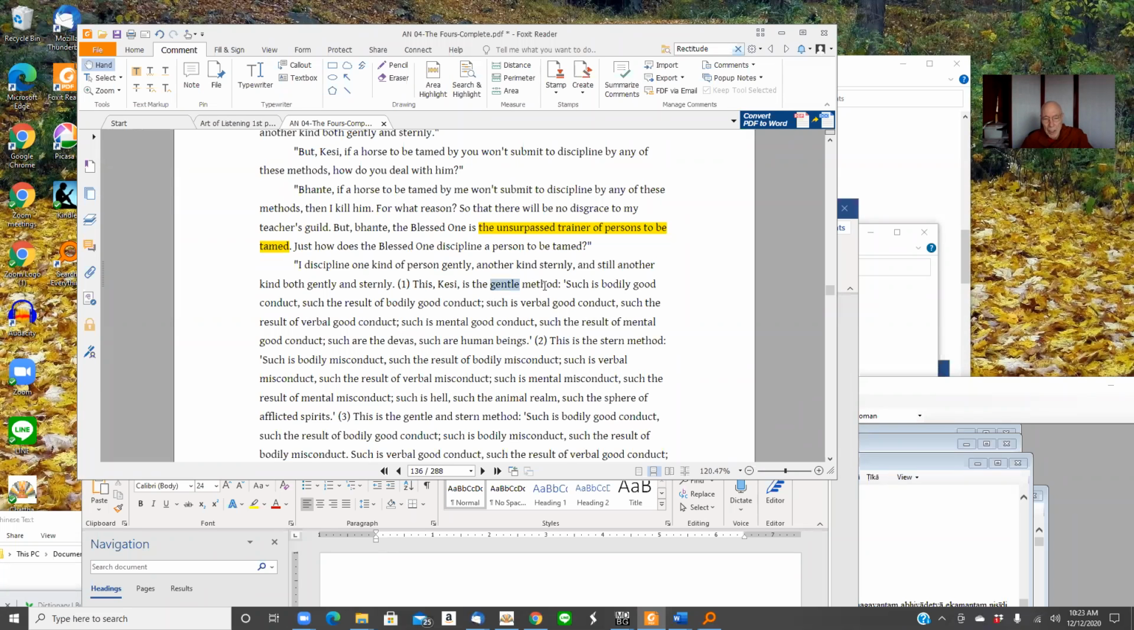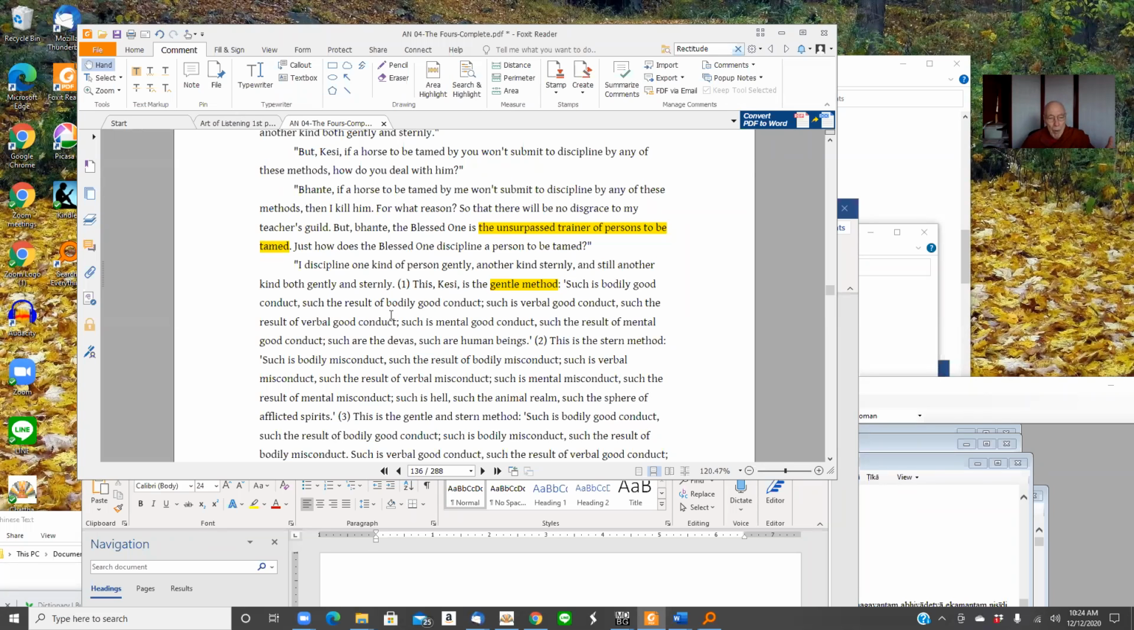Okay, so what is the gentle method? Here the Buddha just uses an example. He says, this is bodily good conduct, and this is the result of bodily good conduct. This is verbal good conduct. This is the result of verbal good conduct. This is mental good conduct. This is the result of mental good conduct. Those are the devas, and these are human beings.